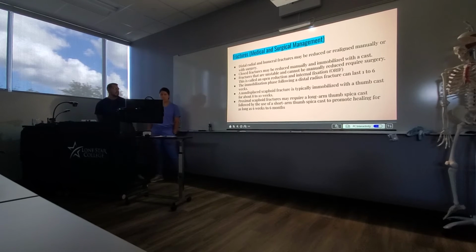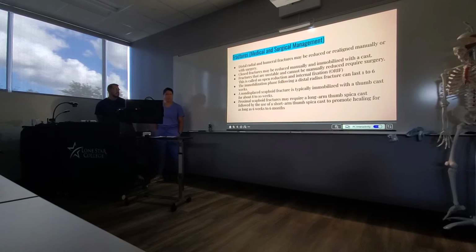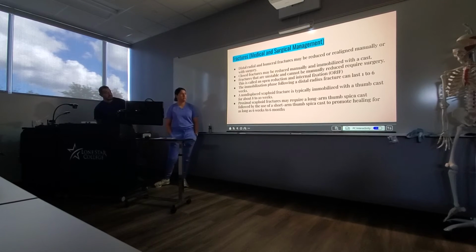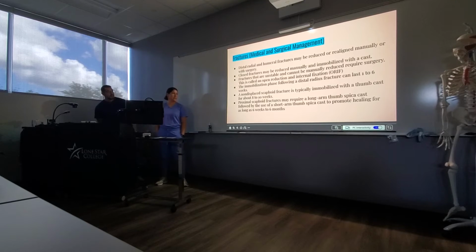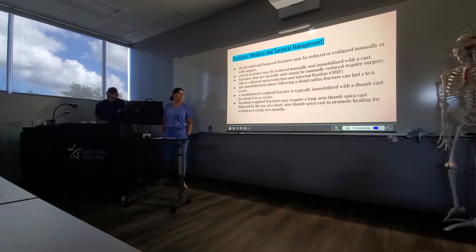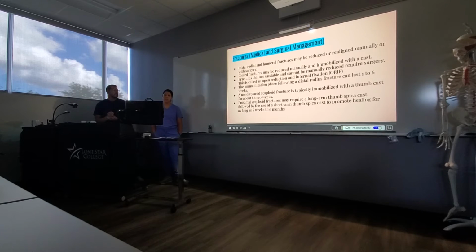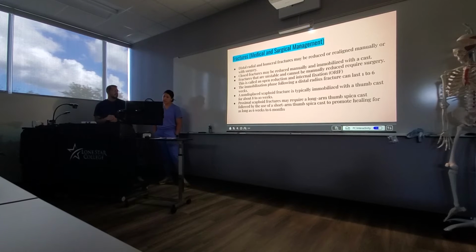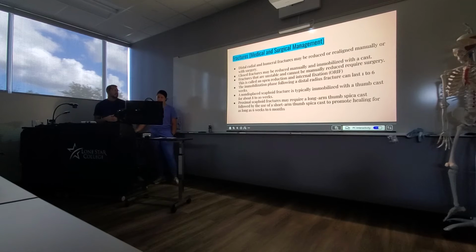The immobilization phase for each fracture depends on the type of fracture. For example, for a distal radius fracture, the immobilization phase would only be from 1 to 6 weeks, whereas a non-displaced scaphoid fracture typically takes about 8 to 10 weeks. And then a proximal scaphoid fracture requires a thumb cast. It goes from a long thumb cast to a short thumb cast, and that can take from 6 weeks to 6 months.